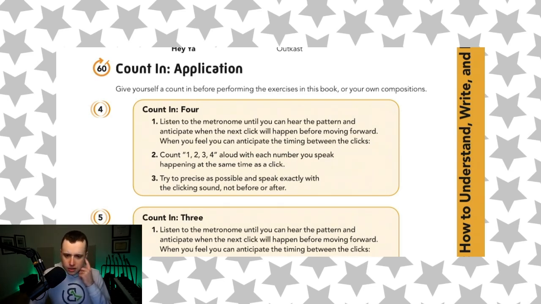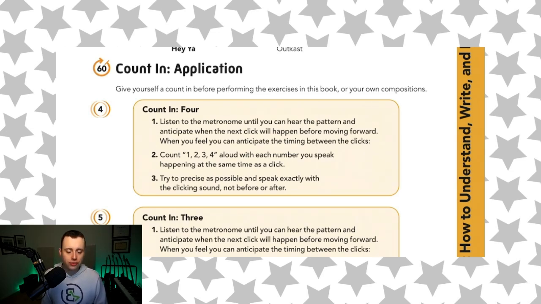Listen to the pulse for a moment, or four, or five, many moments, until you can really anticipate the speed of the pulse and where the next pulse is going to be. So you're listening to the metronome until you can hear the pattern and anticipate when the next click is going to happen.